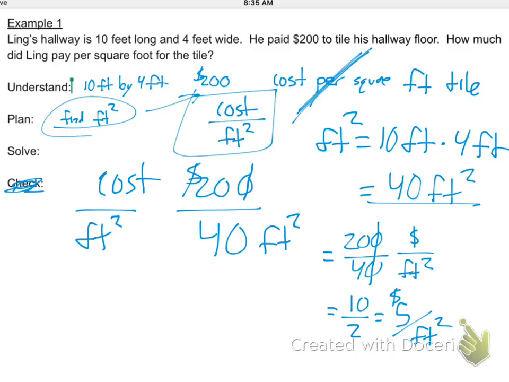The checking part. Does it make sense? Have you guys ever gone to Menards, Home Depot, Fleet Farm, and perused through the aisles and come across the tile section and looked at tile? Is $5 a tile sound about right? Probably your more expensive tile, but yes, I wouldn't say that would be totally out of the question. So $5 a square foot does make sense.